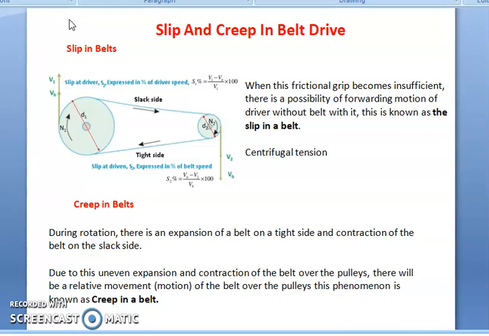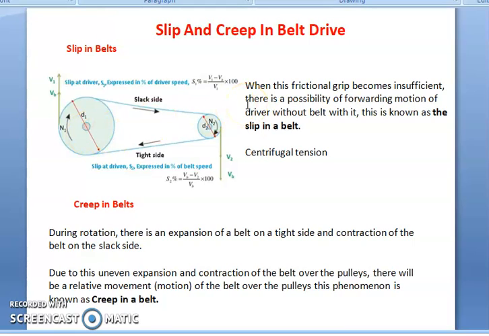Actually, when the tangential force exerted by the pulley exceeds the frictional resistance between the belt and the pulley, there will be a slip. When this frictional grip becomes insufficient, there is a possibility of forward motion of the driver without the belt with it. This is known as the slip of the belt.